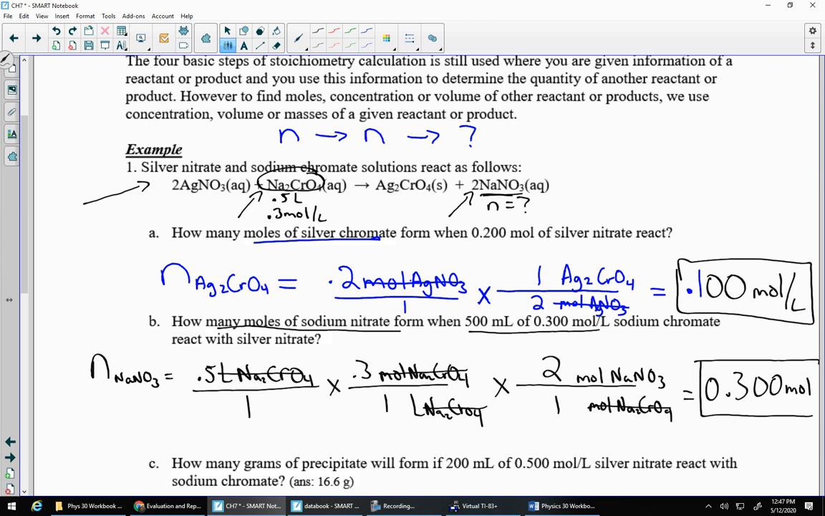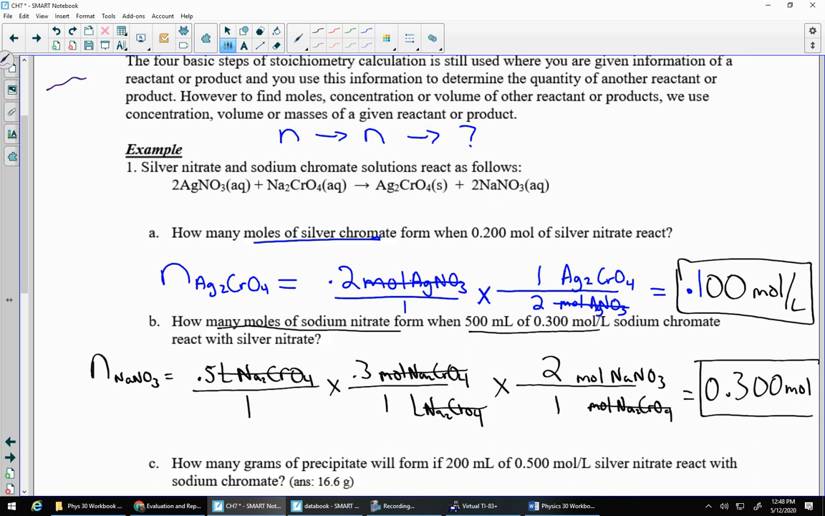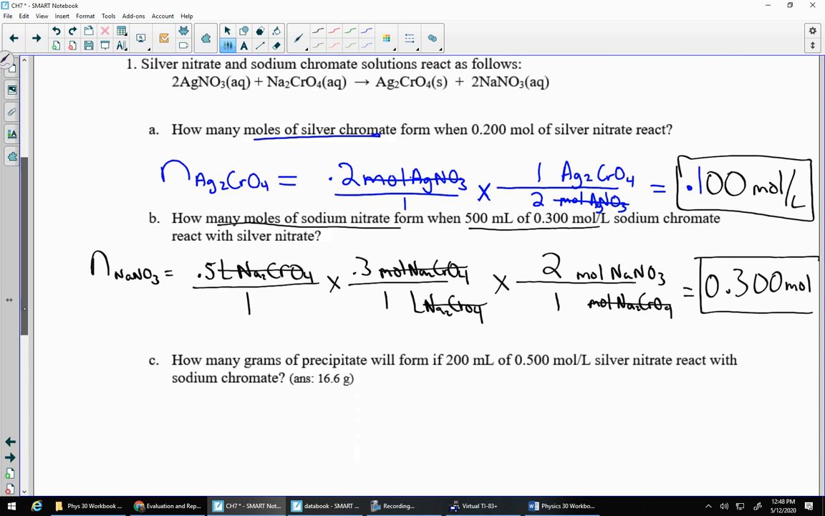Cool, I might choose a different color here just for the last one, to clean up my original equation. You'll notice that I always like to have my original equation and then just sort of summarize the information underneath my original reaction equation. That really helps me out. So let's go ahead and do that. Part C, put that right there.